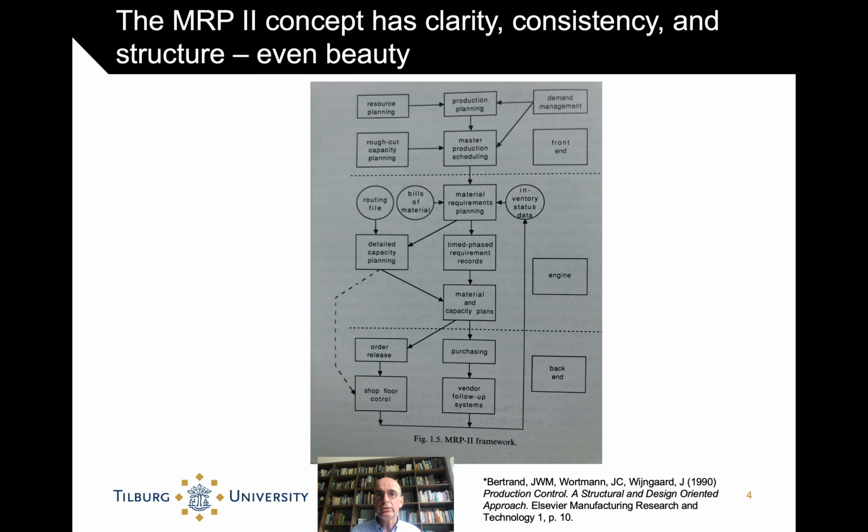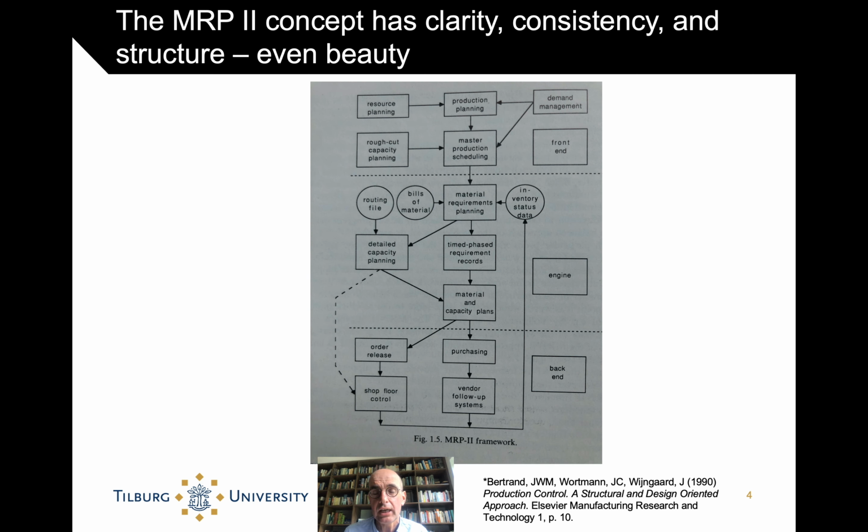The MRP2 systems had, well, some beauty, I could even say. This is a slide, a picture from a book from 1919 by Wil Bertrand, Hans Wortmann, and Jacob Wijngaard, three of the great minds of the 1990s and beyond on thinking how to use IT for production control for manufacturing.